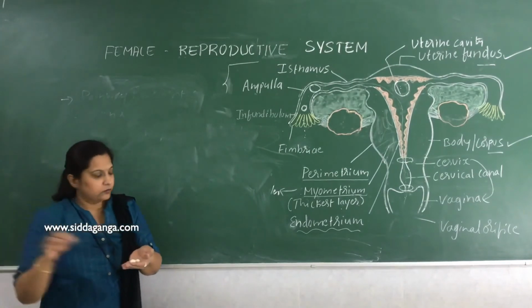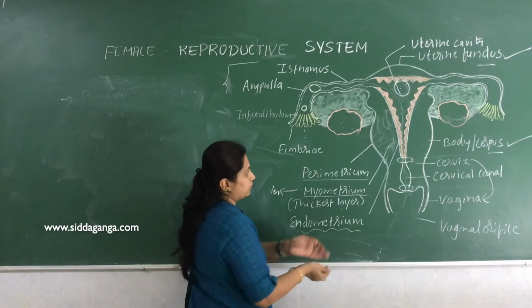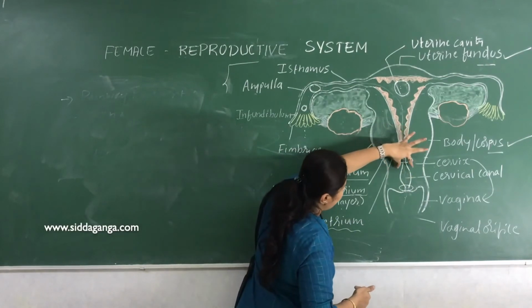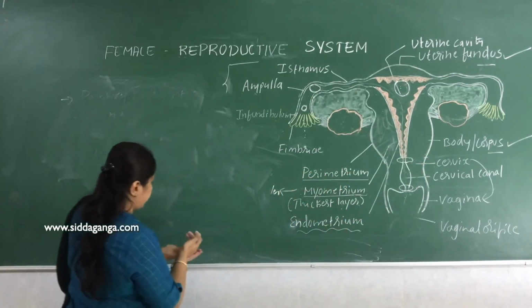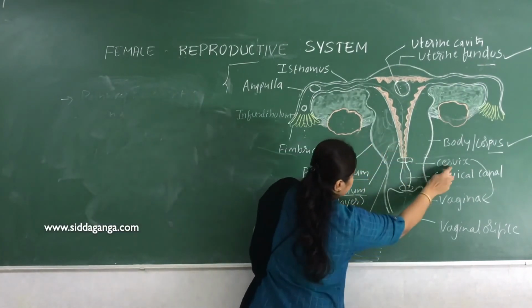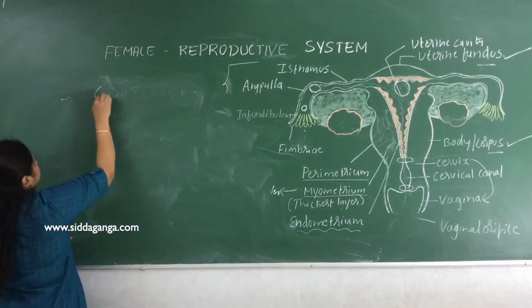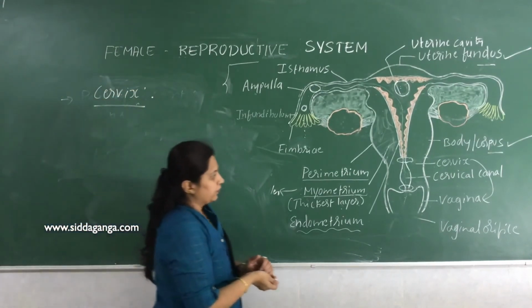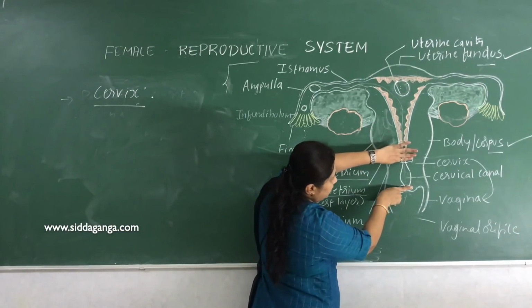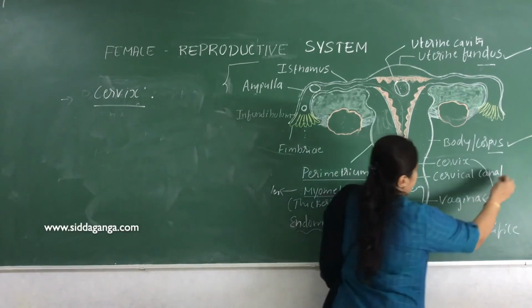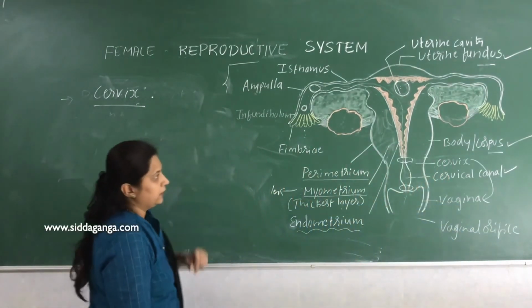So after the uterus, the next part is the posterior part of the uterus. It is a narrow portion, present at the posterior end of the uterus. From here to here, this is the cervix. The cervix also has a cavity inside, a lumen, that is called the cervical canal. What is it called? Cervical canal.